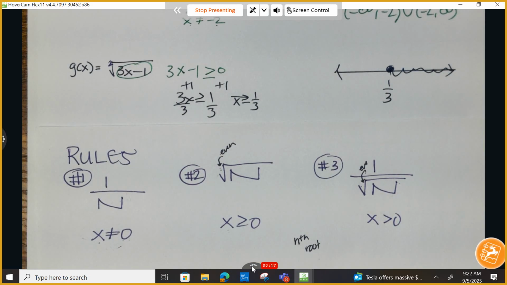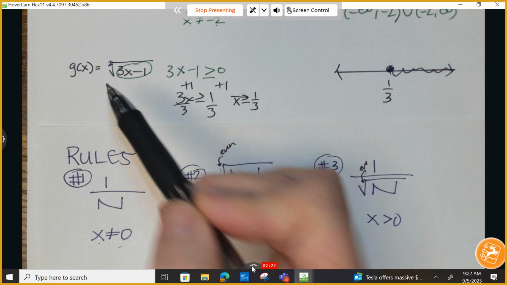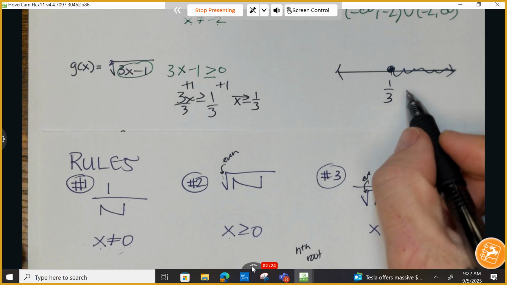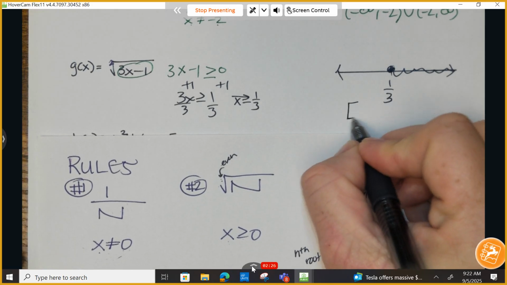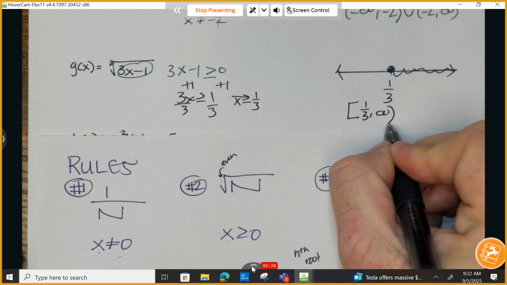What does that mean? It means I could plug in any number, including 1/3 and to the right, into this function, and there would be a corresponding output value. How do I write that on a number line? We include 1/3, and it goes to the right.